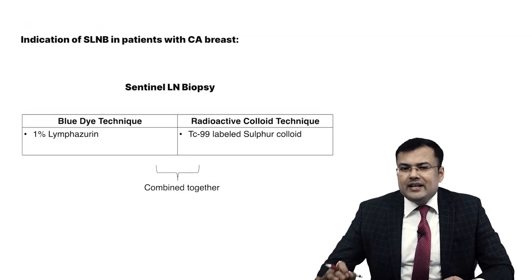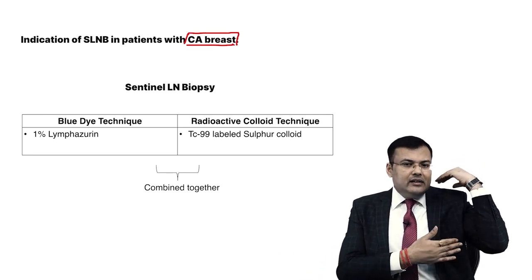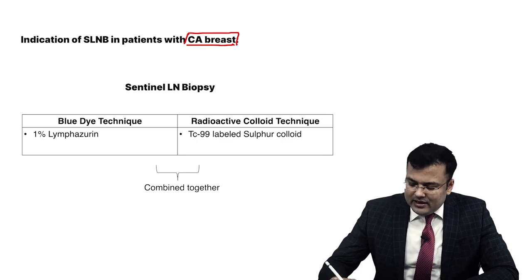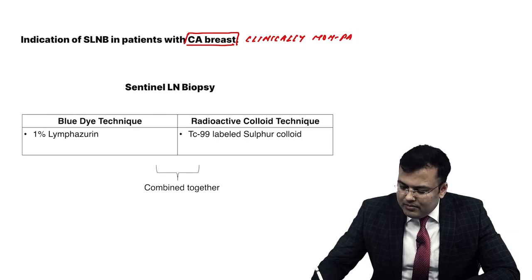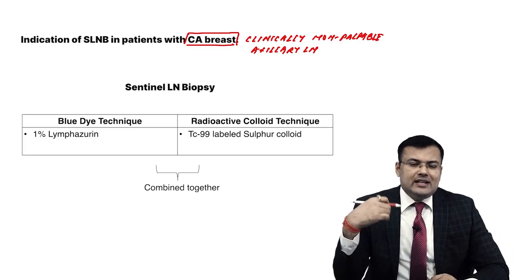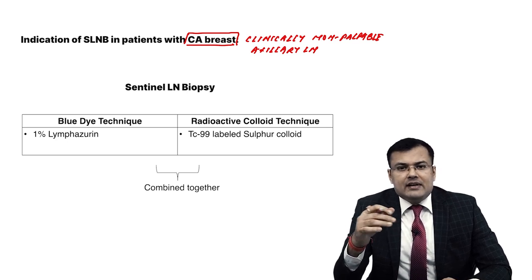Now first, what is the indication of sentinel lymph node biopsy in patients of CA breast? If clinically there is a non-palpable axillary lymph node, clinically negative axilla, meaning the axillary lymph nodes are not palpable, we are going to do the sentinel lymph node biopsy. We discussed that it is the gatekeeper lymph node, the first lymph node which receives lymph directly from the tumor.